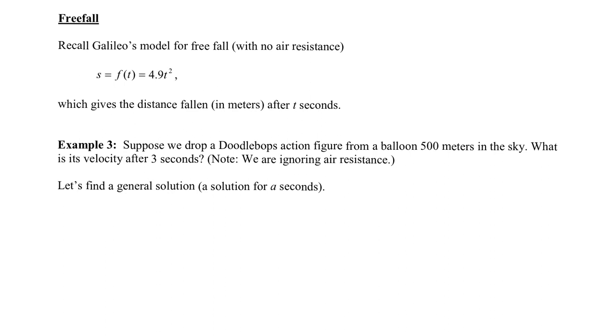So if you recall, we had Galileo's model for free fall, again with no air resistance, is this right here. This gives a distance fallen in meters, so this will give us a distance in meters after t seconds. So we plug in t, we get the distance fallen. So for example 3, suppose we drop a Doodlebop's action figure from a balloon 500 meters in the sky. What is his velocity after 3 seconds? Once again, ignoring air resistance.